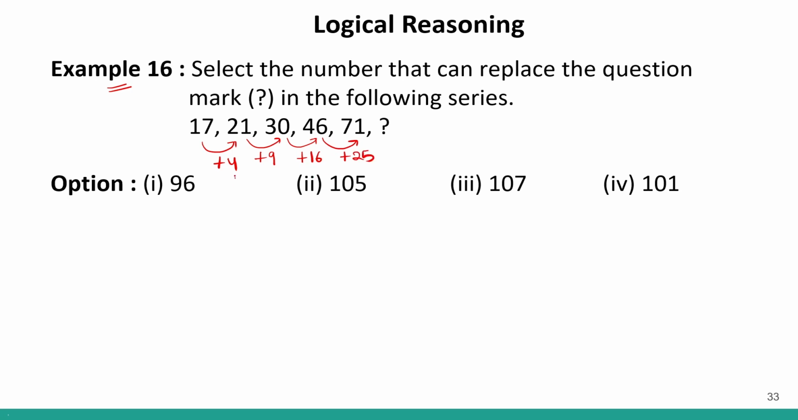So over here, I can see this is 2 square, this is 3 square, this is 4 square, and this is 5 square. So basically, I'm adding those squares. So the next number will be 6 square, and 6 square is 36. So basically, I will add 36 to 71. So my answer will be 107, which is given in option number 3. So option number 3 will be our correct answer.